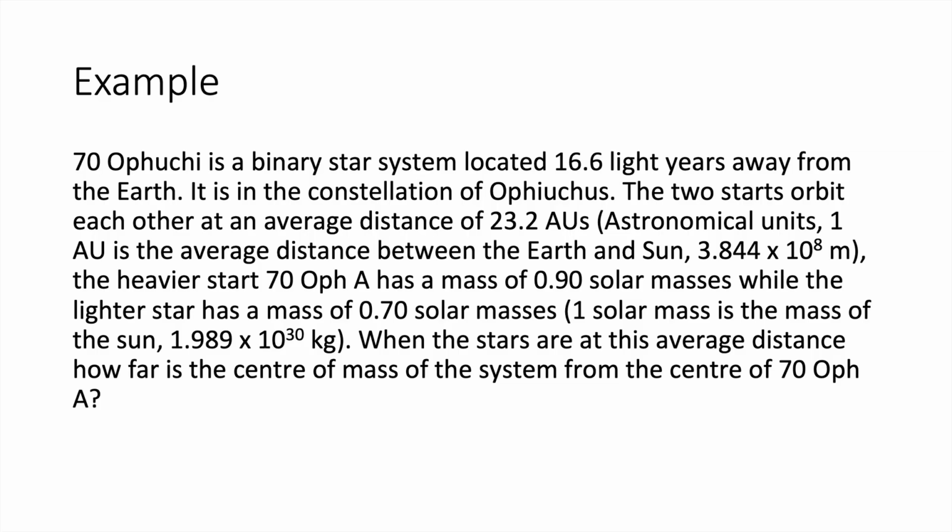So in this example problem, we're told that 70 Ophiuchi is a binary star system located 16.6 light years away from the Earth. It is in the constellation of Ophiuchus.